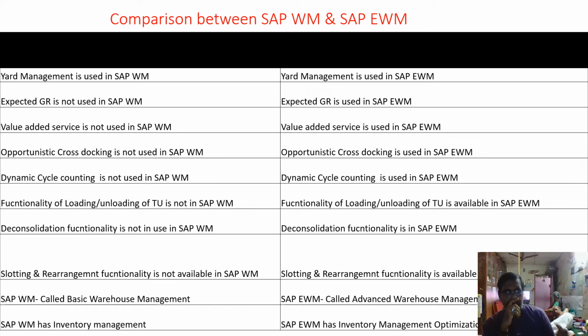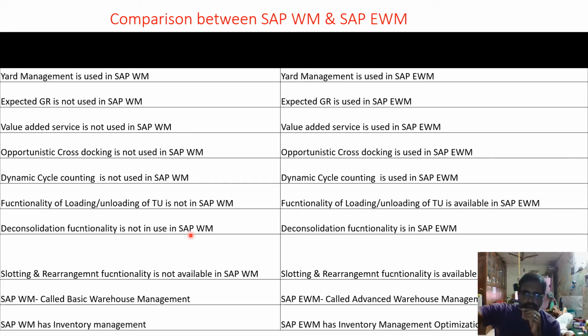And then in SAP EWM we have consolidation and deconsolidation functionality. So that's what I would like to share here. Deconsolidation functionality is not in WM, right? Consolidation is nothing but grouping together the same kind of material based on the material characteristics and placing that in the final bin.